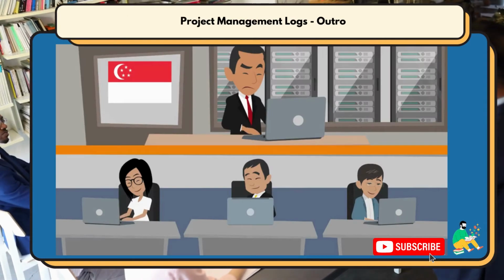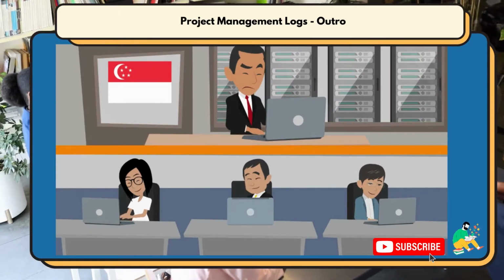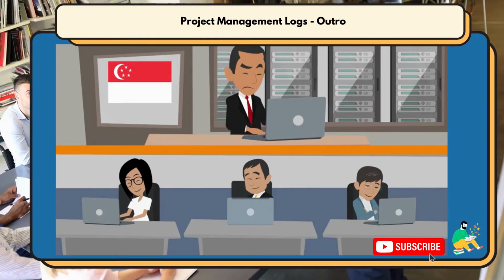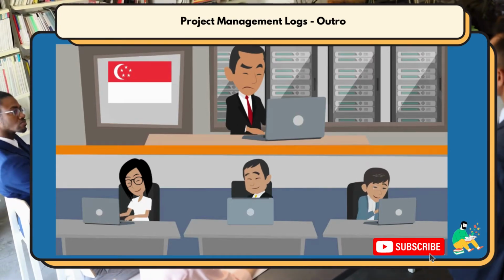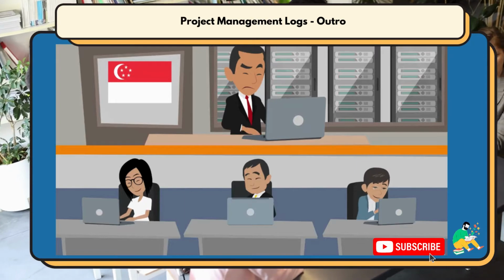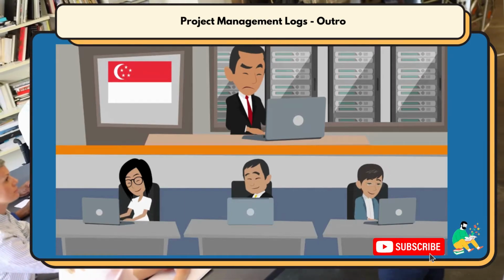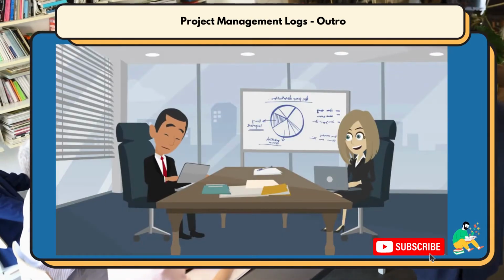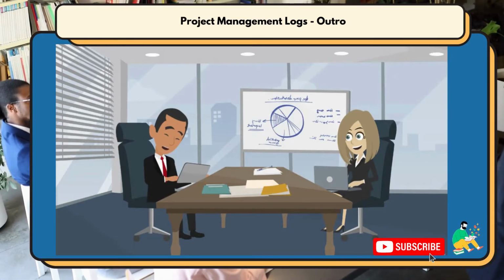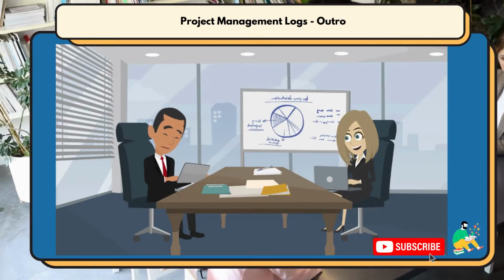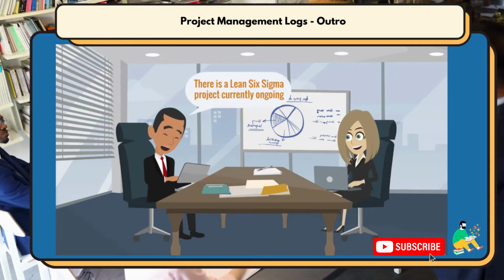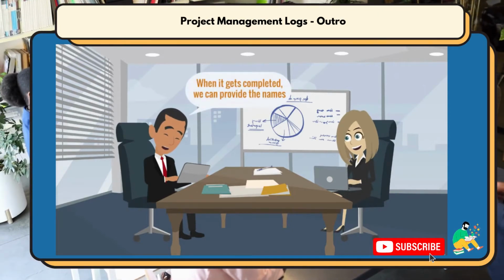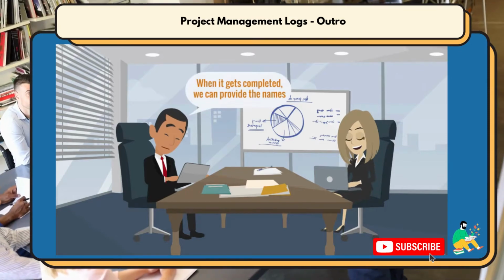Let's see what happens with the dependency case first. The event was about the Singapore branch, where the local team could not provide the exact employee names due to the other project running in parallel. The two project managers organize a meeting to discuss the point. The other project manager explains there is this Lean Six Sigma project ongoing. Processes are being analyzed, and after completed, names can be provided.